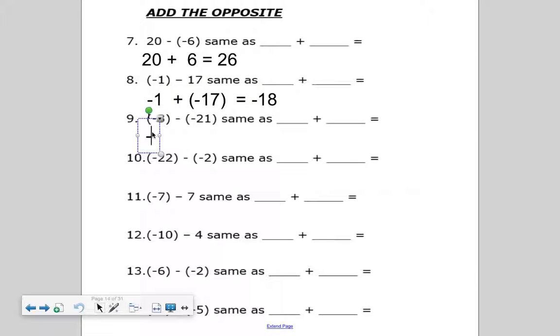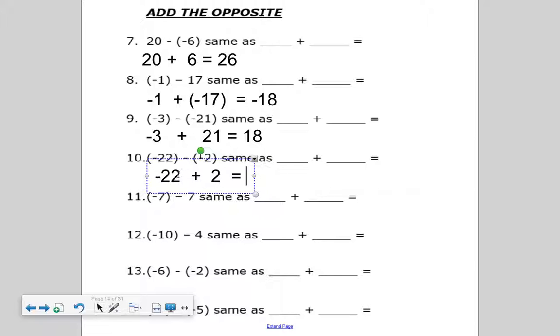Next one, keep it, add the opposite. What's the opposite of negative 21? 21. So that will be equal to, I have more positives. How many more positives? 18 positives. Negative 22 minus negative 2. How do I rewrite this as an additive expression? So let's see. Keep it, add the opposite. What's the opposite of negative 2? 2. So negative 22 plus 2.